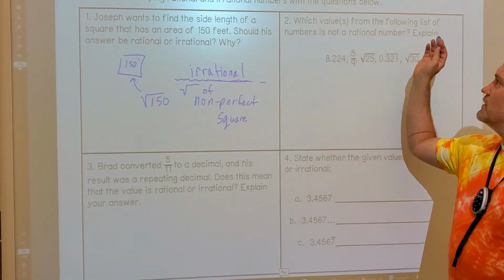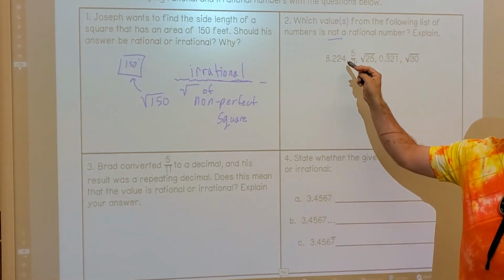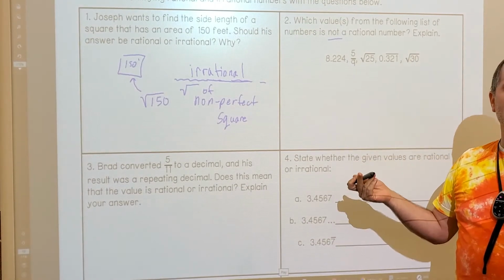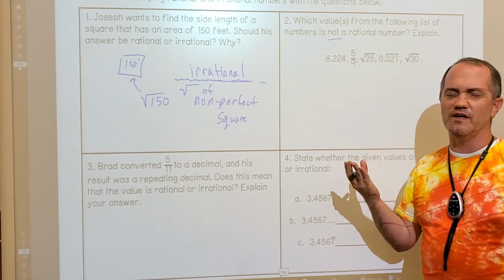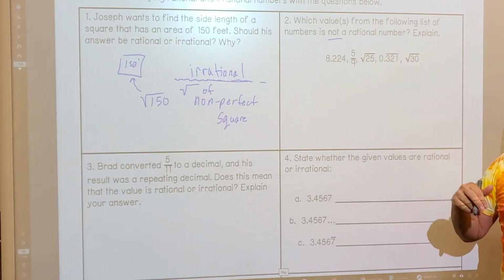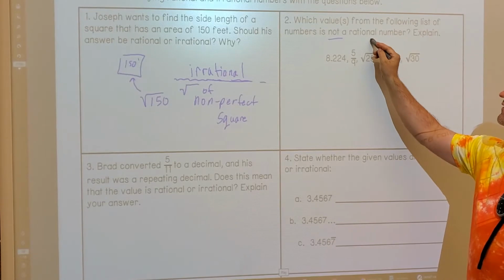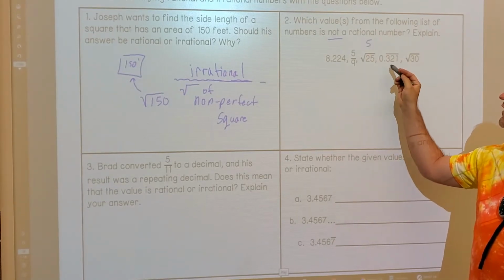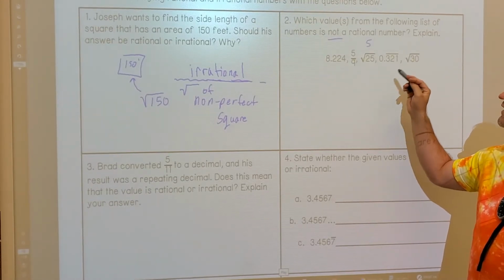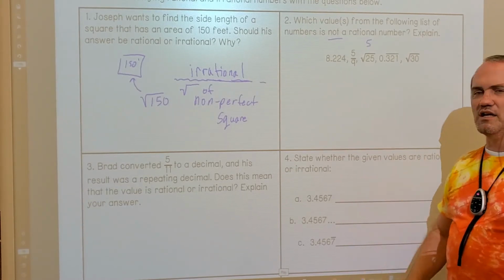Which values from the following list is not a rational number? So 8.224, that stops. 5 over 9 is a fraction. We don't even need to find the decimal of it. Some people are like, oh, let's find the decimal and find that it's 0.555555. You don't need to find the decimal if it's already written as a fraction. Square root of 25, that's just 5. So that's fine, that's rational. 0.321, that is 321, 321, 321, 321. So that's repeating, that's rational. Square root of 30, though, that one is not a perfect square.